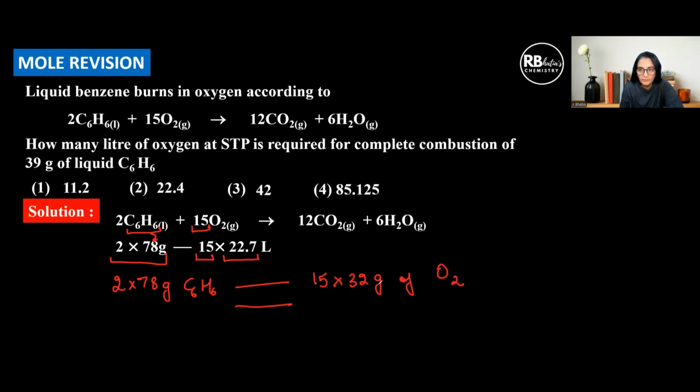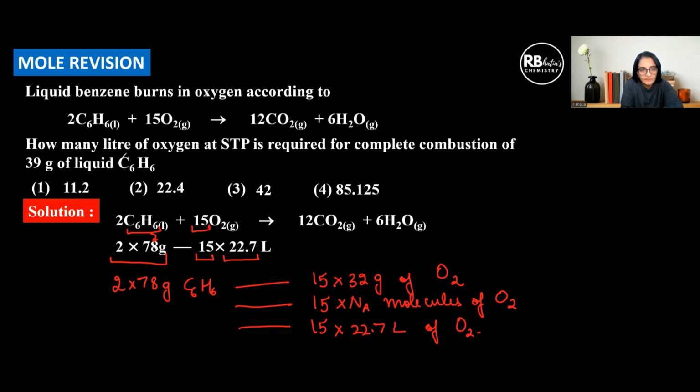If I want to talk in terms of mass, if I want to talk in terms of number, I would say these many molecules of oxygen gas. I'm just telling you, we don't need all this for this question. I'm telling you for you to be able to relate a link. Or 15 into 22.7 liter of oxygen gas. Clear?